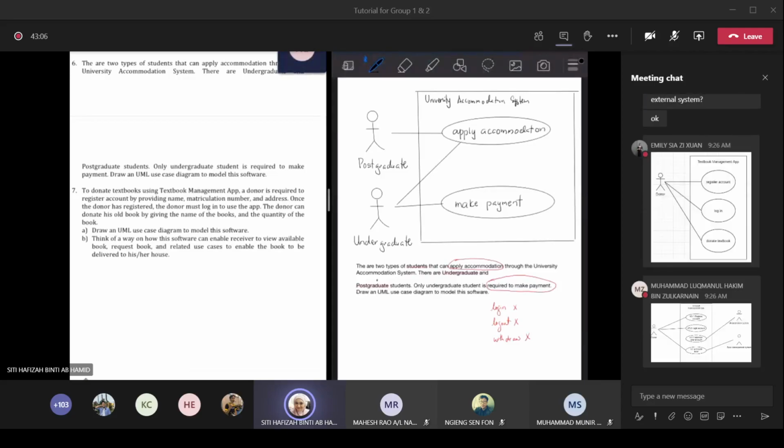See, I know you can share it. Donor register. Are you registering an account? Oh, register account. And then donor can log in. Donor can donate textbook. Correct. And then donor.